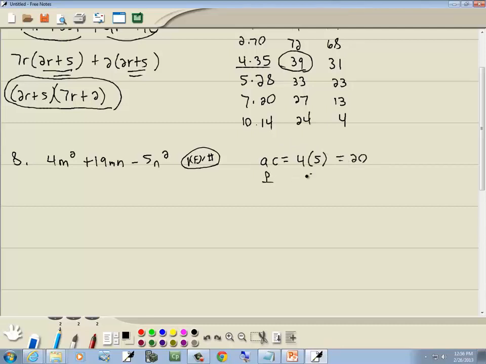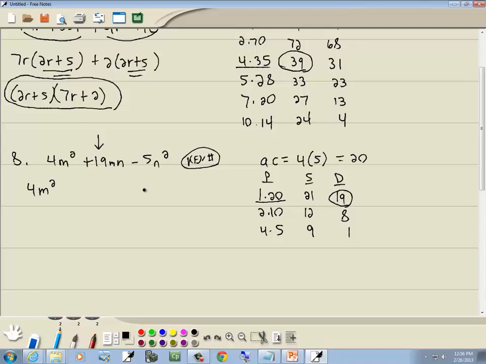We want to write down all products that give us 20. We got 1 times 20, 2 times 10, 4 times 5. Add them. 1 plus 20 is 21. 2 plus 10 is 12. 4 plus 5 is 9. Subtract them. 20 minus 1 is 19. 10 minus 2 is 8. 5 minus 4 is 1. The number we're looking for is the number on our middle term, which is 19, which is right here. So we'll use 1 and 20.